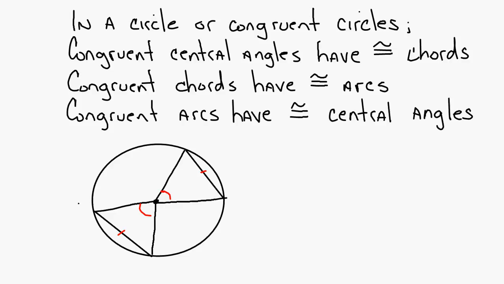Congruent chords have congruent arcs. So these arcs would be congruent to each other. Congruent arcs have congruent central angles. So do you see how all of this works together? Does anybody not understand that or need a further explanation? Yes.